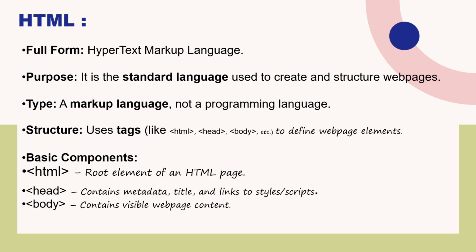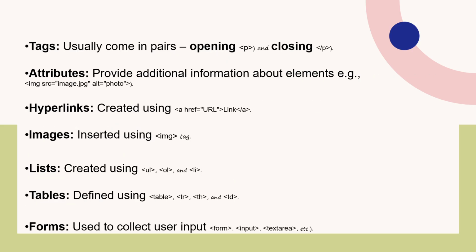styles or JavaScript. The HTML elements often have attributes that provide extra details, such as src in an image tag or the href in an anchor tag for hyperlinks. It also supports creating lists, tables, and forms for user input. HTML works together with CSS for styling and JavaScript for interactivity, forming the foundation of all web pages.